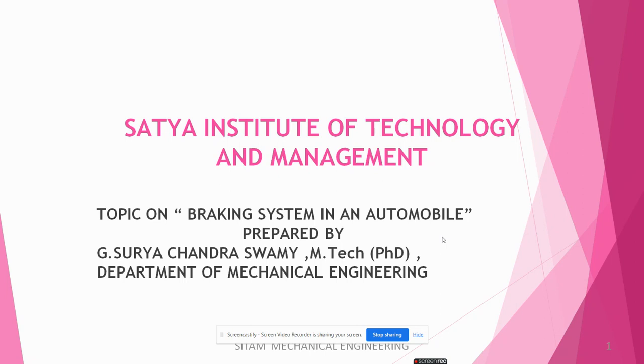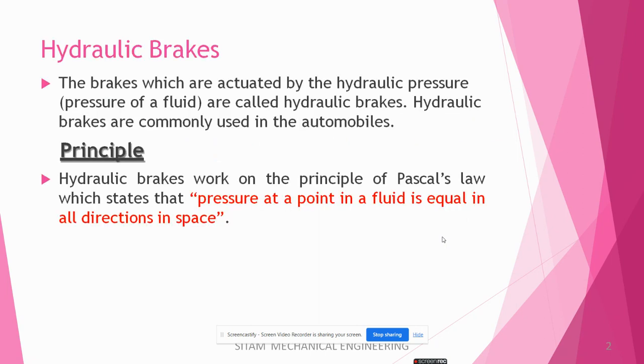So, today we are going to discuss the topic of braking systems in automobiles. In this braking system, we are going to discuss hydraulic brakes. What do we mean by the term hydraulic brakes? The brakes which are actuated by hydraulic pressure, that pressure may be of fluid, are called hydraulic brakes. The hydraulic brakes are commonly used in automobiles.